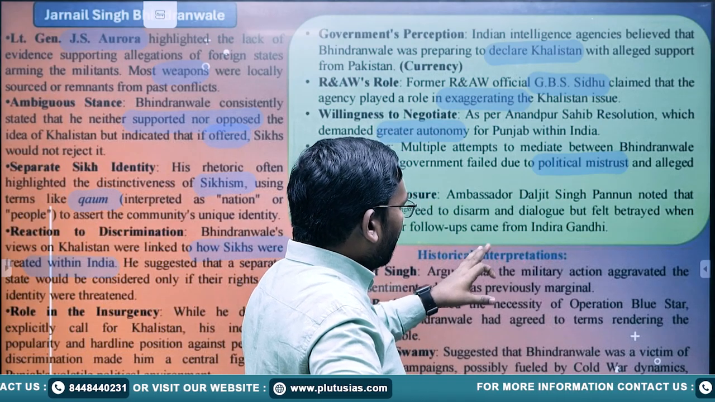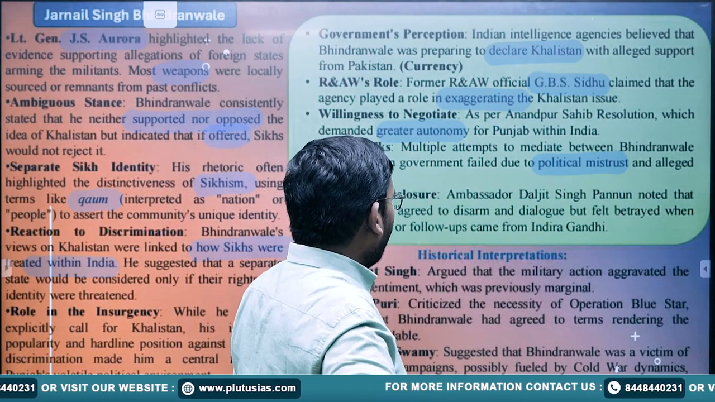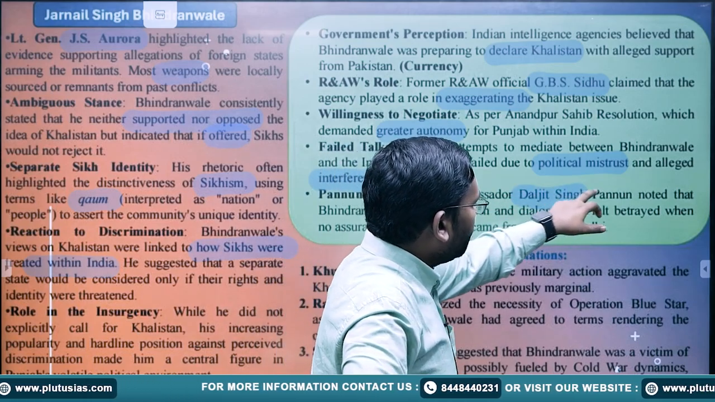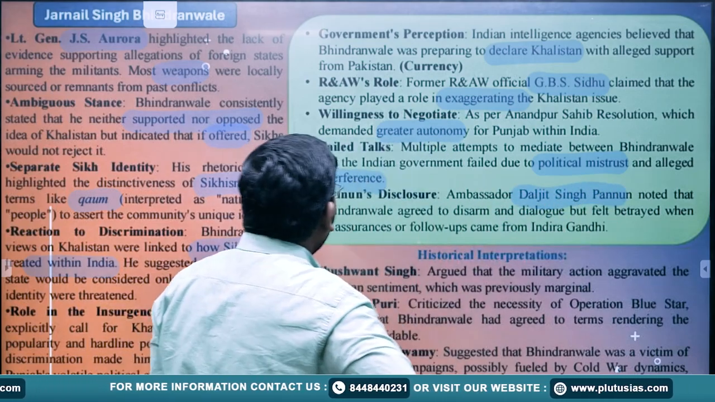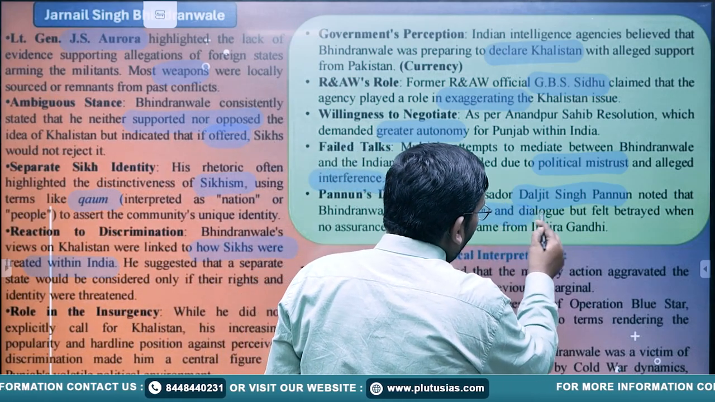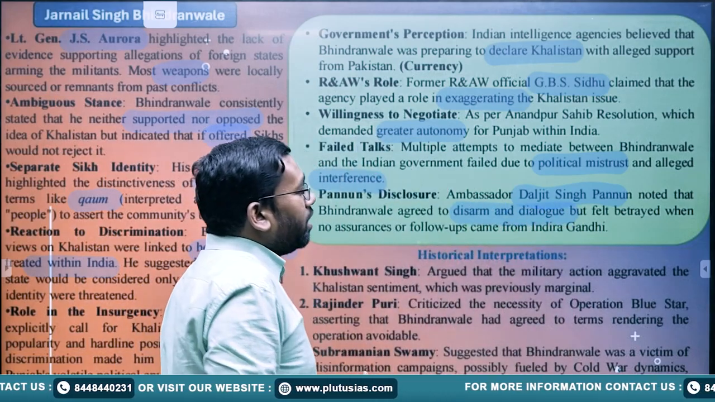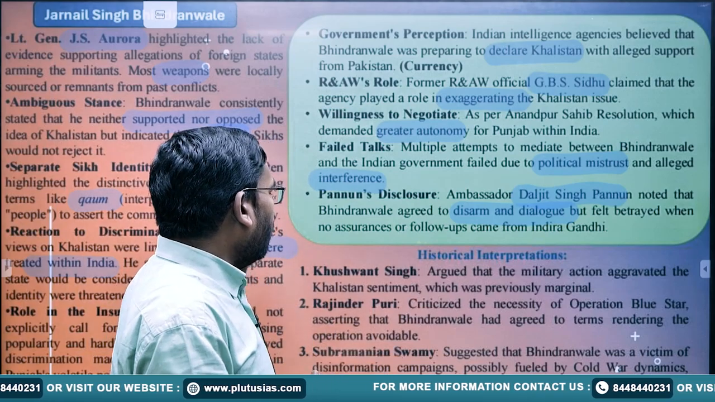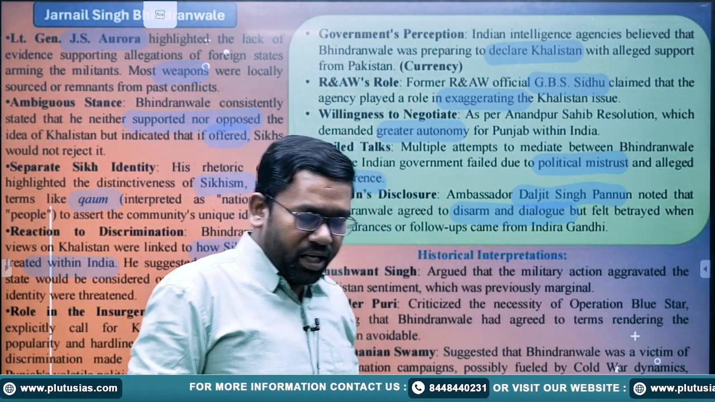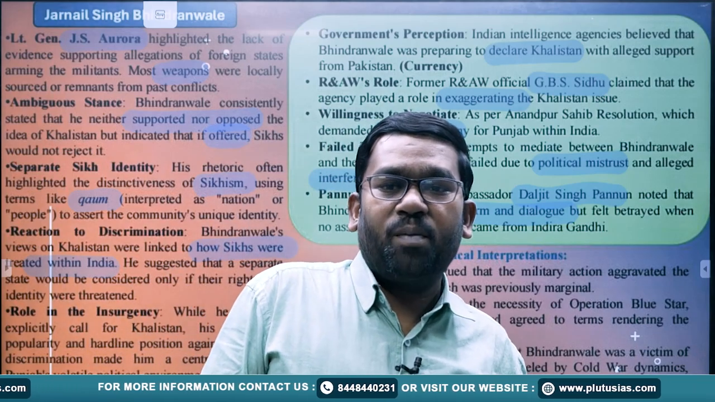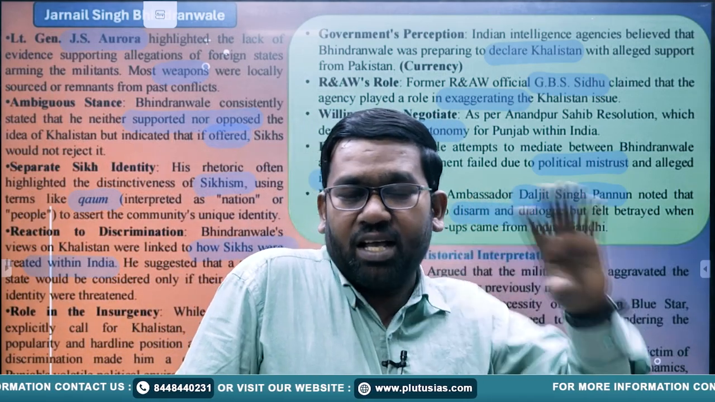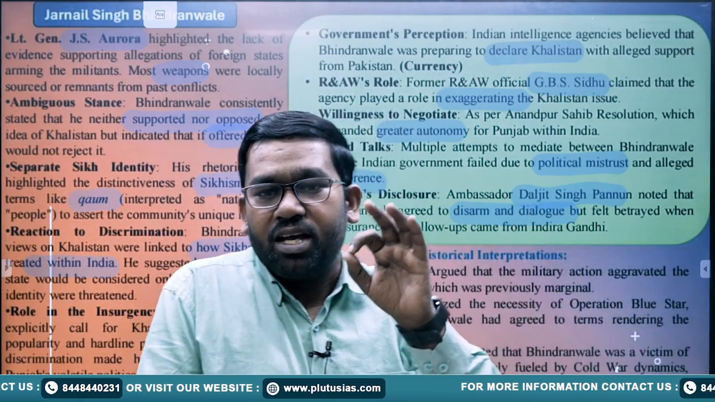And this is also a point: Daljit Singh Pannoon writes that Bhindranwale agreed to disarm and hold dialogue with the Indian government. But he felt betrayed when no initiative was given and no follow-up came from Indira Gandhi. And many historians have written that the matter had been exaggerated. So this was our main circumstances, which we understood a little.